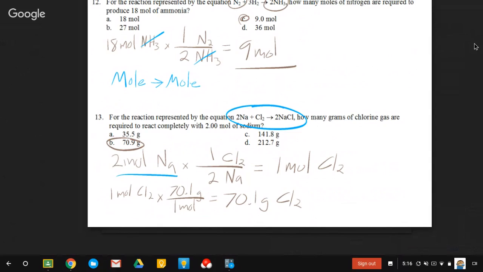So I'm going 2 moles of Na. It's a 1 over 2 because in the reaction, there's 1 chlorine for every 2 sodiums. That gives you just 1 mole of Cl2, or chlorine. We take that 1 mole, we bring it down here, times 70.1. Why? Because it's Cl2. Chlorine has a mass of 35 point something. There's 2 of them, so it's 35 times 2, that gives you about 70. So it's 1 times the mass of Cl2, which is 70. And that's why the answer comes out to 70.9.